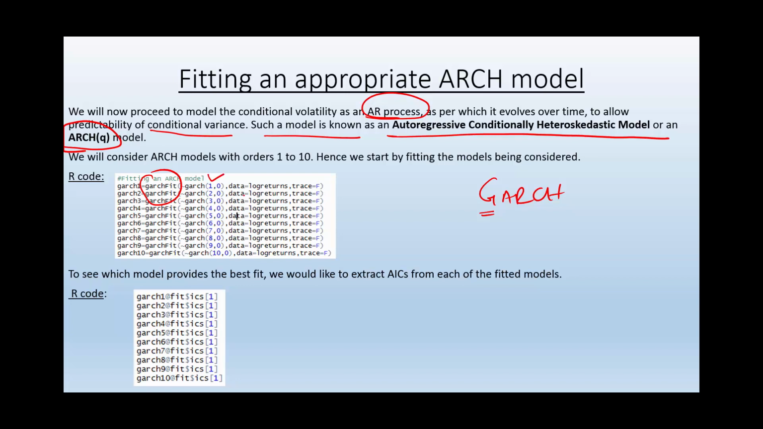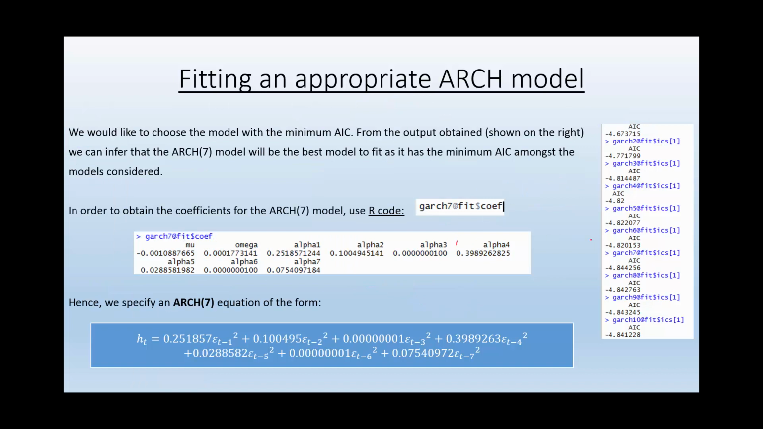Because the ARCH model has only one parameter, there is 1 lag, 2 lags, 3 lags, up to 10 lags. We just tried it out. How do you select which one is the best? Look at the AIC value. The minimum one is the best one. And look at the output. Which one is giving you the minimum? So here are the AIC values for the respective models, and see which one is giving you the least one. So we have found out ARCH(7) is giving you the least one.